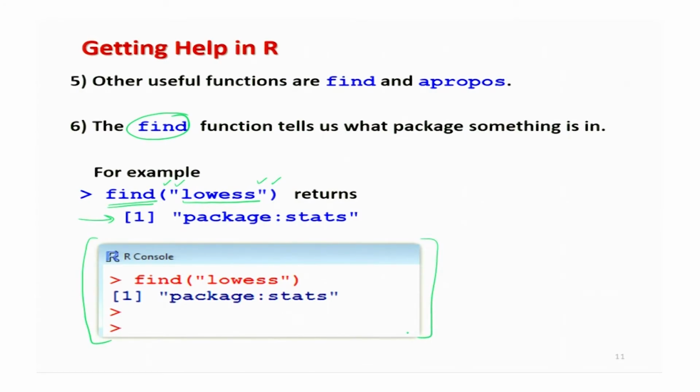If you try to read it, it says package stats. That means this function is available inside an R package whose name is stats. So that means you need to first load the package stats on your computer, and then you can do anything further. Here, if you look, inside the brackets it is written number 1. Actually this is only indicating the line number.